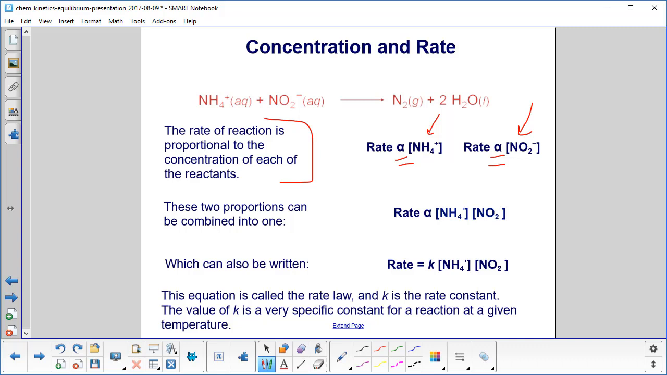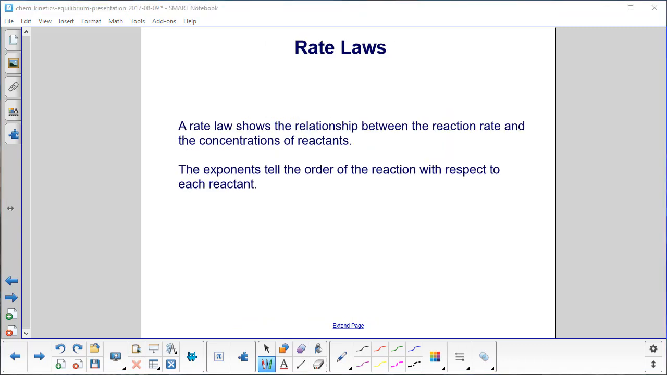Let's combine them into one. So the rate will now be proportional to the 2 concentrations multiplied by each other. And then a handy trick to get rid of the proportionality sign, we come up with a constant. So now we have the rate equal to some constant times the concentration of the 2 reactants. This equation right here is called the rate law, and k is the rate constant. The value of k is a very specific constant for a reaction at a given temperature. A rate law shows the relationship between the reaction rate and the concentration of reactants.